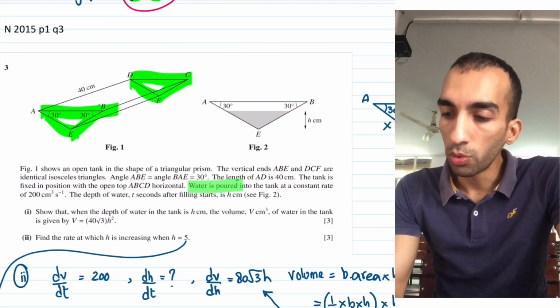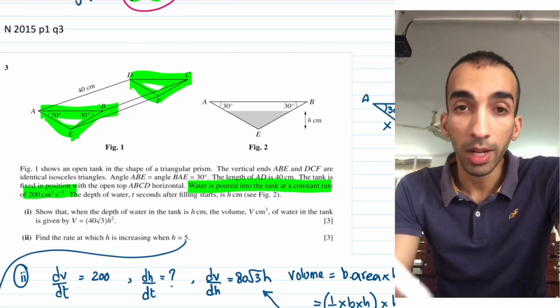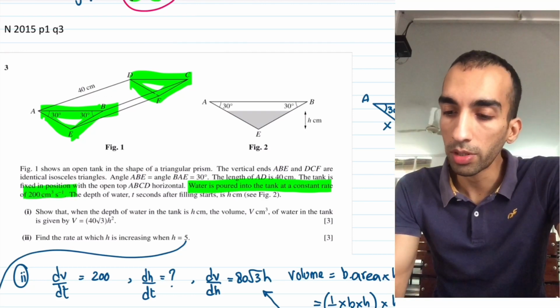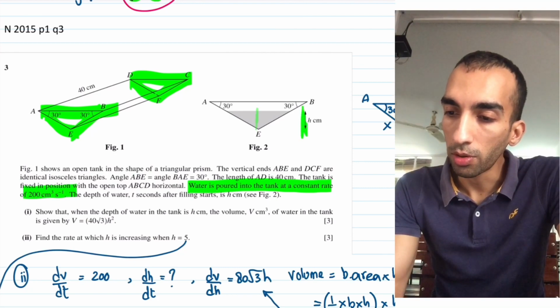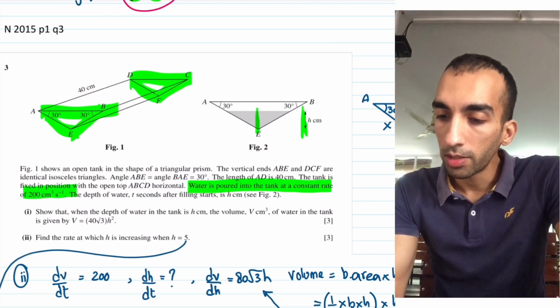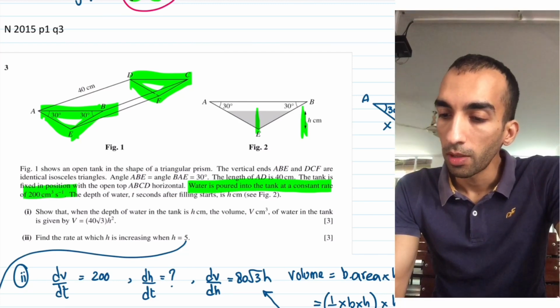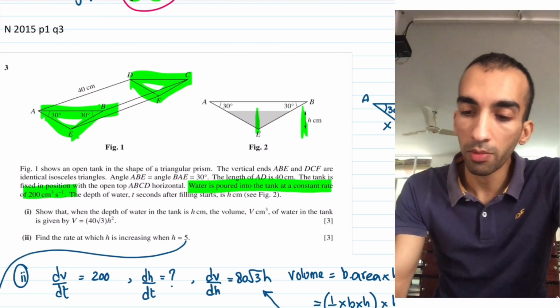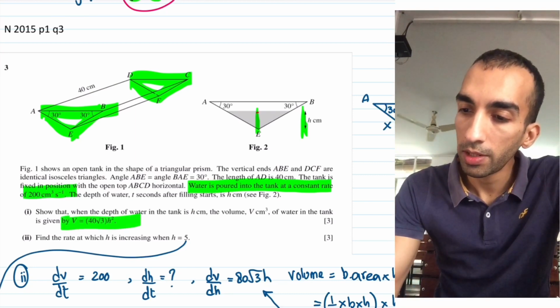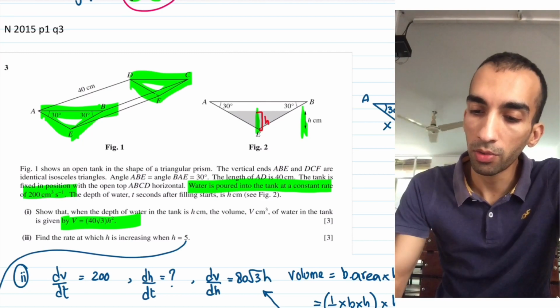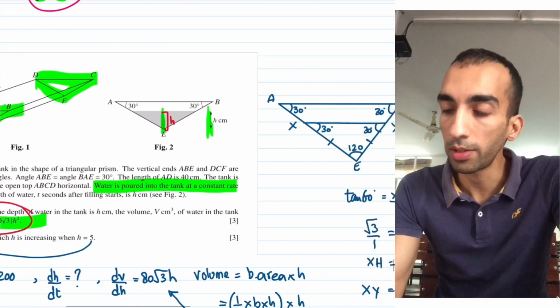Water is poured into the tank at a constant rate of this. So that goes to show there's going to be a chain rule question about this as well. Show that the depth of the water in the tank, this depth or this depth, is h. The volume V cubic centimeters of the tank is given by this. So this is given, this is h, this is the height, and they are asking us to find the volume and show that it is equal to this.